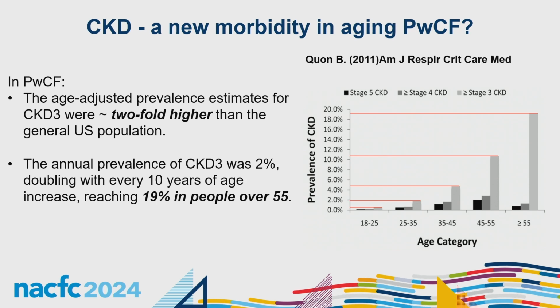In people with CF, a study by Quenan from 2011 demonstrated that at that time, the age-adjusted prevalence estimates for CKD3 were twofold higher than in the general US population. In addition, the annual percentage of prevalence of CKD3 was 2%, and it was doubling with every 10 years of age increase, and it reached 19% in people over 55. What it means is that by 2011, 1 in 5 people with CF over age 55 had chronic kidney disease stage 3, so moderate.